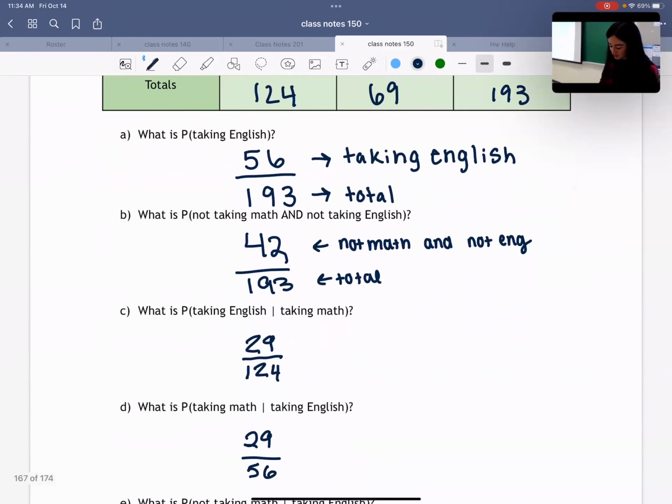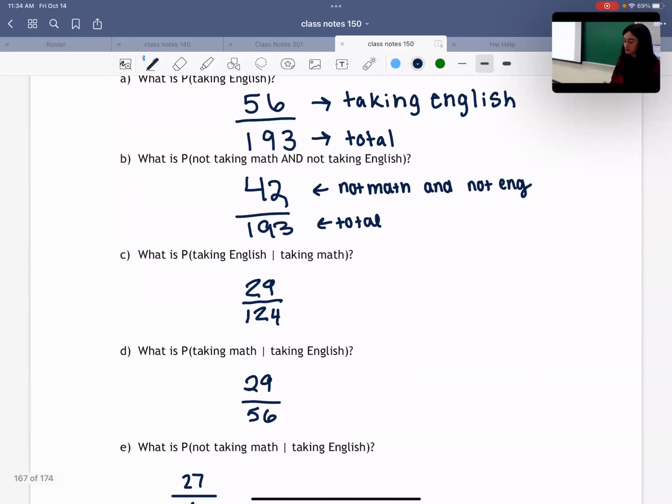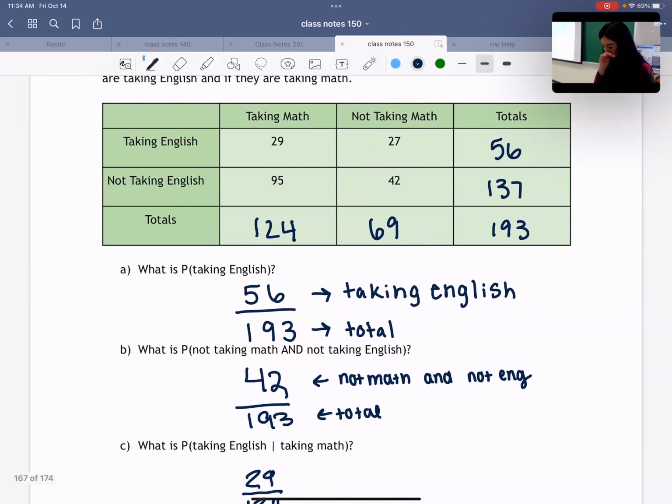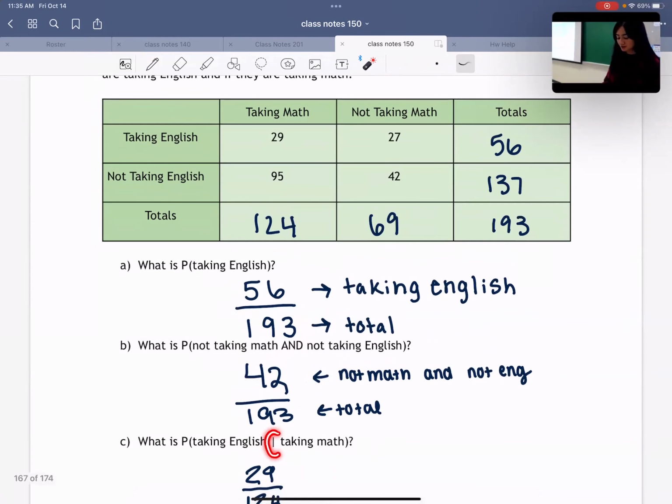Perfect. Part C was a conditional probability, which meant we have that bar in there. Oh, Paris, did you have a question? How do we know if 193 or Okay, I would say the bottom number is always going to be the total as long as you don't have that bar. Okay, so the bar restricts who we're taking the person out of.